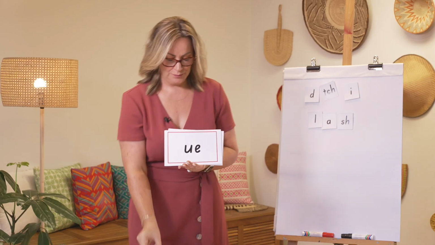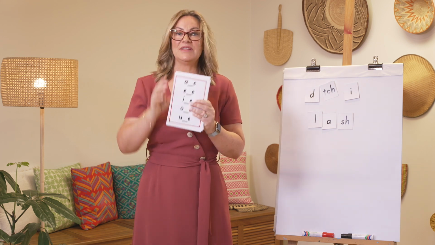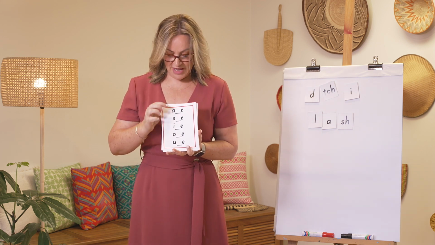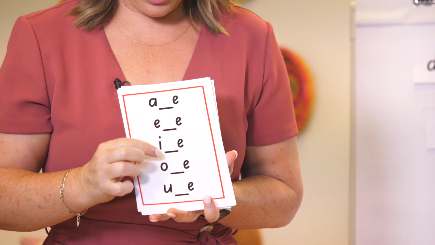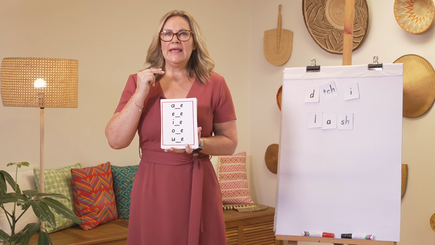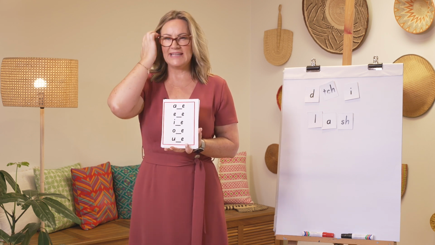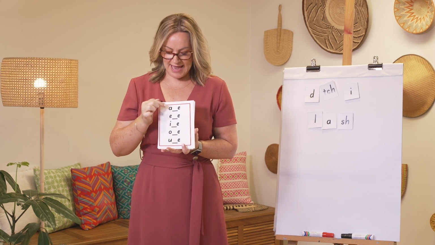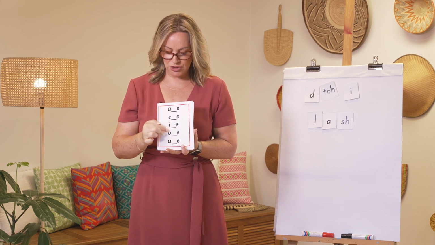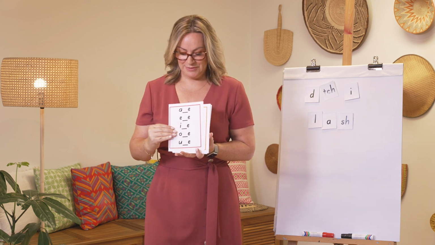O, U. Now, here's our split vowel digraph. So we have A, E, I, O, U. Can you put a T phoneme in the middle of all of these? And let's go through again. Ate, eat, ite, oat, ute. Good.